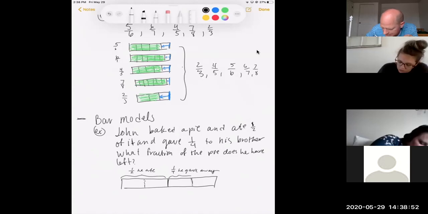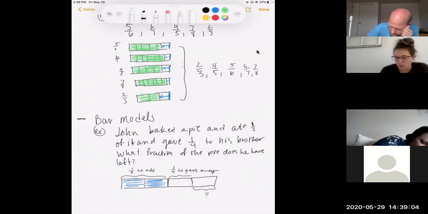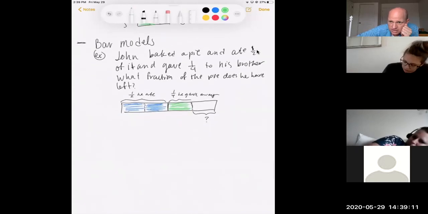Now the question is asking what fraction of the pie does he have left? You can just do a question mark at the last part here. So you can do some coloring if you want. Half he ate, the fourth that he gave away, and you can leave the last one white. So we're running out of time here. That's an addition one. Addition of fractions, you can add them together like that.